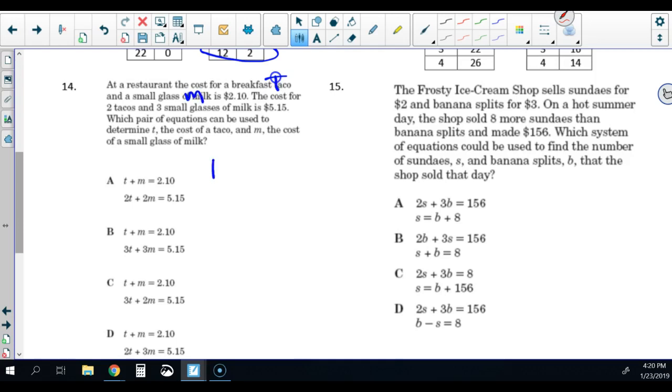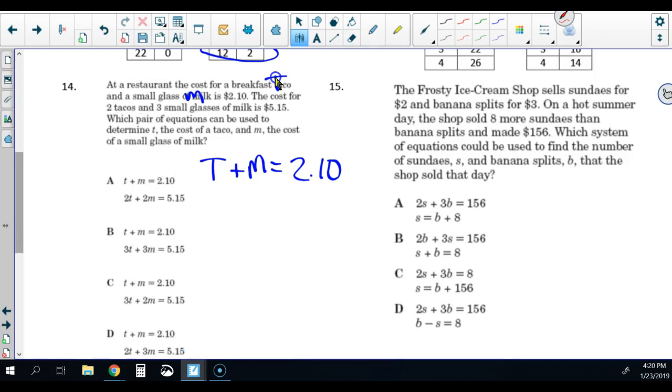So one breakfast taco and one milk is $2.10. I'm going to pause there and look. Oh, never mind. I was going to say we can look at our answer choices and see what we can eliminate. But they all have T plus M is 210. So that equation helps us out with nothing.